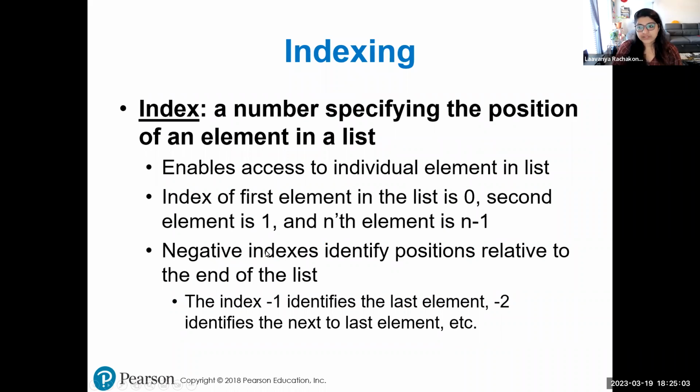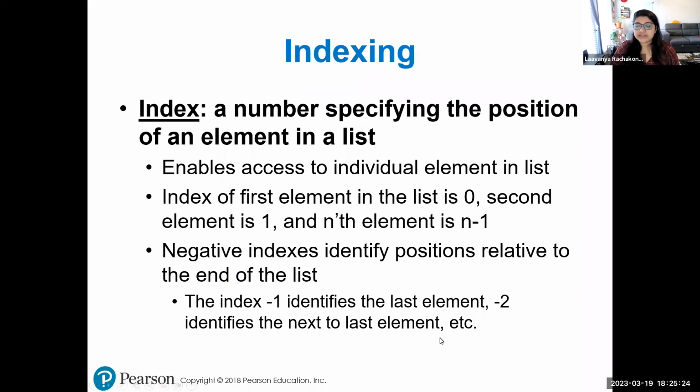Okay, now let's move on to the concept of indexing. I have already given you just a brief about what an index is. Index is basically the positional value of an element in your list. So the index of the first element in the list is 0. The second element is 1. The third element is 2. And the nth element is n minus 1.